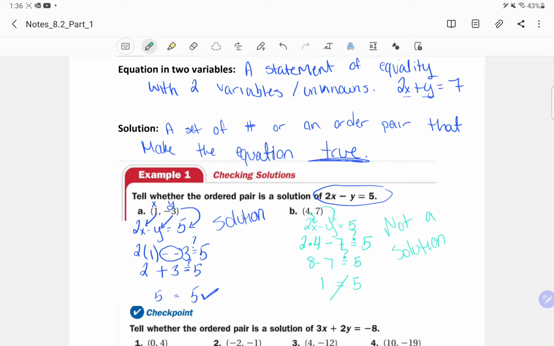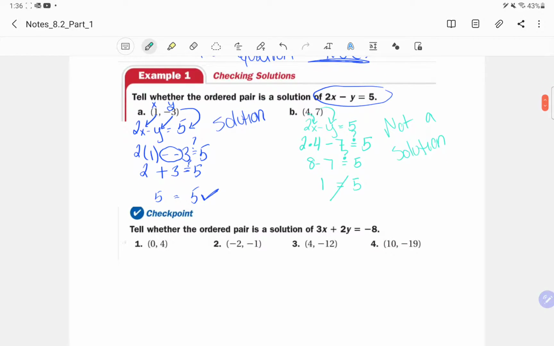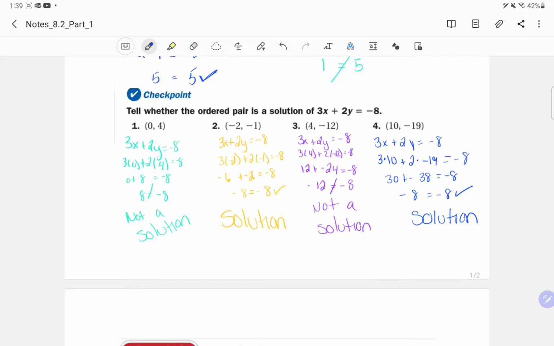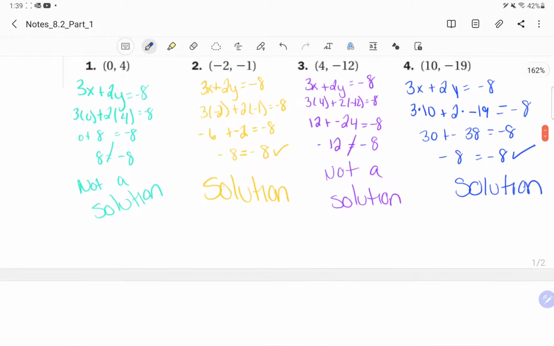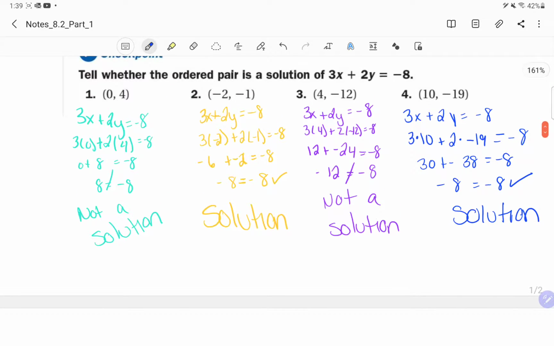Okay, so go ahead and pause the video, try checkpoint 1 through 4, and then come back to see if you get them correct. Okay, so let me blow this up for you. For the first one, we replaced in our equation, we rewrite the same equation every time. The x got replaced with 0, the y got replaced with a 4, which became 0 plus 8. 8 is not equal to -8, so that is not a solution.